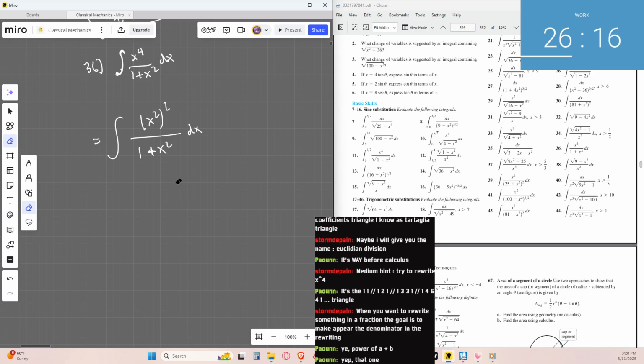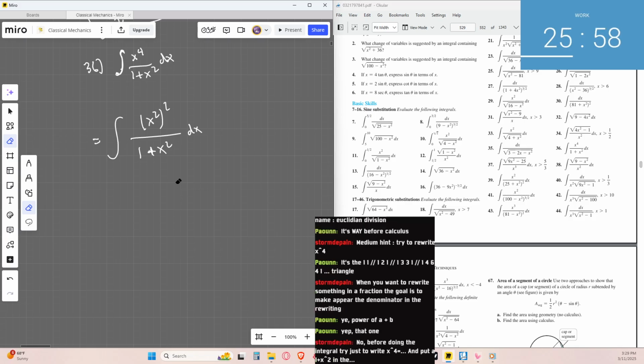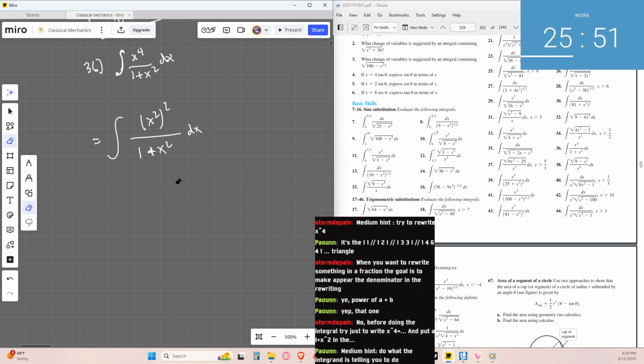Let's see, when you want to rewrite something in a fraction, the goal is to make the denominator appear in the rewriting. Usually when I see a denominator, I just want it to disappear. No, before doing the integral, try to write and put. Oh, are you talking about partial fractions? Is that what you're talking about? Do what the integrand is telling you to do.